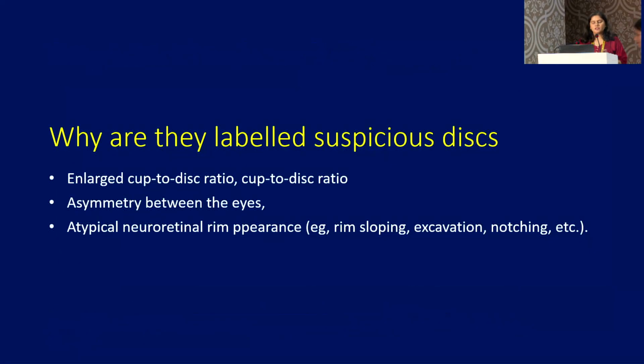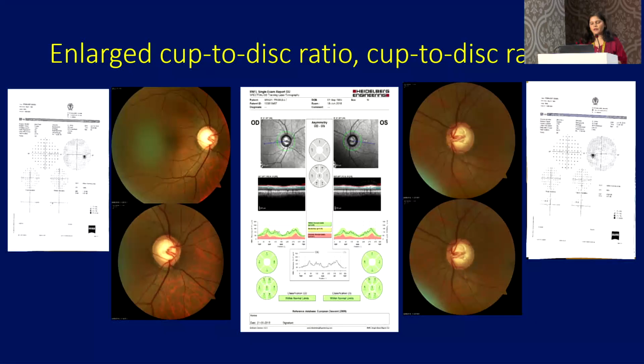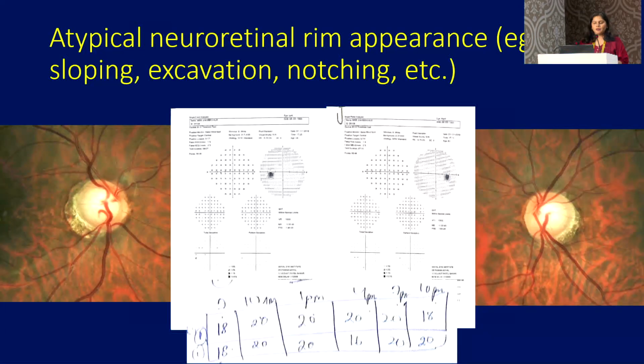Why are the discs labeled suspicious? Either there can be an enlarged cup to disc ratio. Here you can see this is a very large disc with a cup to disc ratio of almost 0.8, but you can see that the visual fields and OCT are normal, RNFL is normal. Atypical neuroretinal rim: here again you can see that the neuroretinal rim is sloping, there is excavation, there is thinning of the neuroretinal rim in the superior and inferior parts. However, the visual fields are normal.